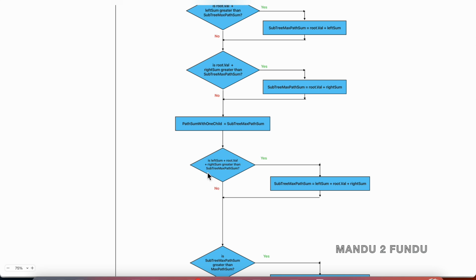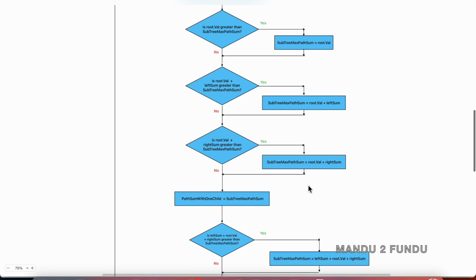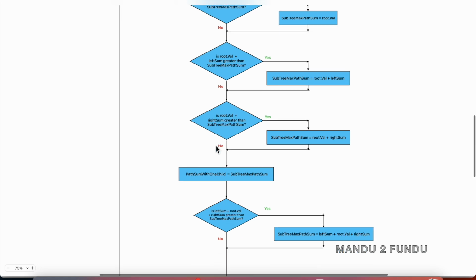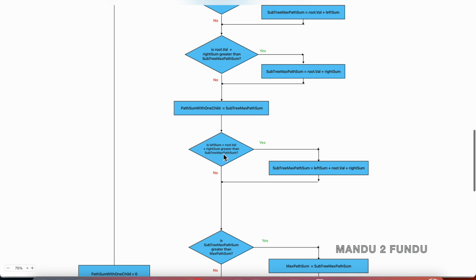Then finally we check the last case wherein we combine the root node's value with both left and right subtrees' path sum values. If all three values together are greater than the subtree max path sum computed so far, then we update the subtree max path sum. So there are four cases. One is only the root node, a root node with the left subtree's path sum, root node with the right subtree's path sum, and root node with left and right subtrees' path sum. So whichever is greater, the subtree max path sum will contain that value.